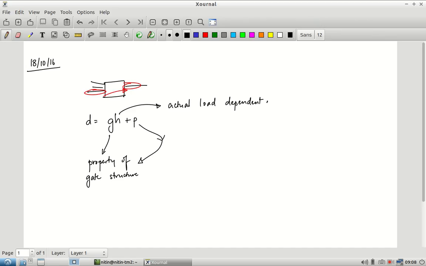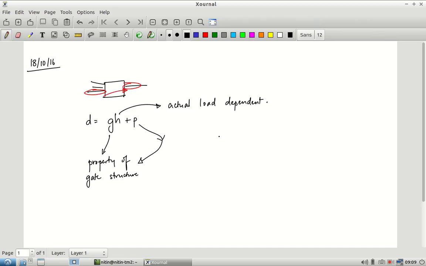And what we are saying is, it need not be an integer. I am not assuming that H has to be an integer. I am not assuming that G has to be some specific value, like 4 by 3 or something of that sort. What I do is, I vary the external load, plot the delay as a function of the external load, take H as external load divided by input capacitance as a normalizing ratio, and whatever is that remaining slope, that is my logical effort.